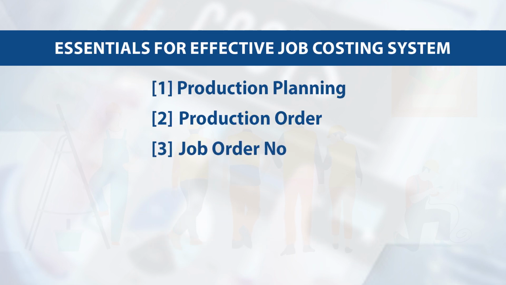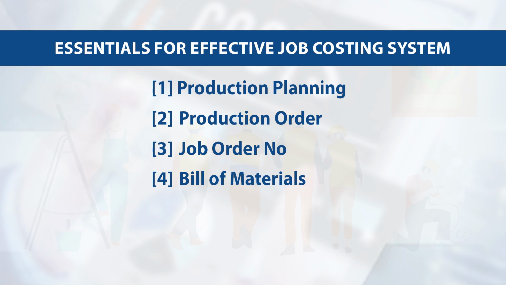Third, job order number. For each job, a specific number is allotted by the planning department. The job is known by that number during the production and the details about cost are accumulated on the basis of this number. Sometimes a special number or symbol is also allotted to some jobs.